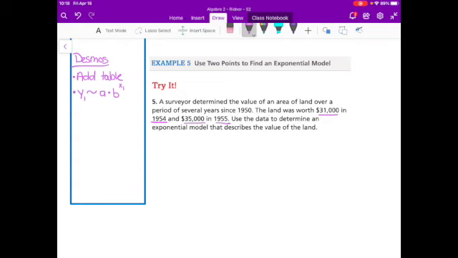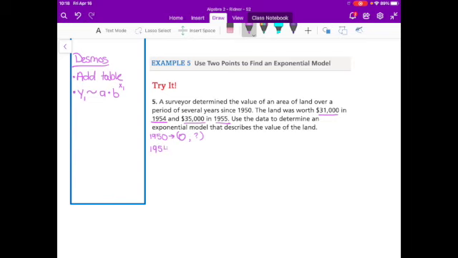Okay, so we want to use the data to determine an exponential model that would describe the value for the land. So we have 1950 is going to be our x value of 0. We don't know what that y value is, so we actually won't use that point.